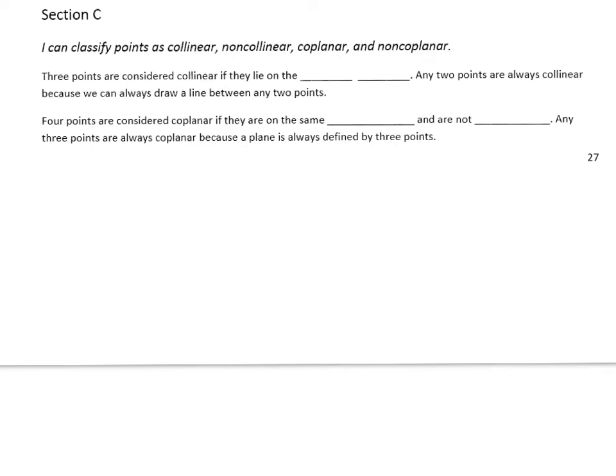Welcome to section C of lesson 1-3. We're going to talk about collinear and coplanar points. Now, real quick, looking at these words, collinear. When I look at the word collinear, I see some lovely Latin roots in here. I see the word co and line.